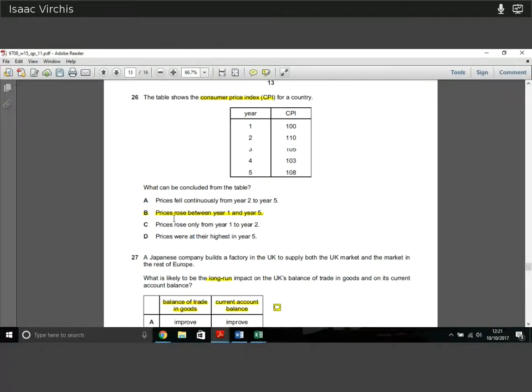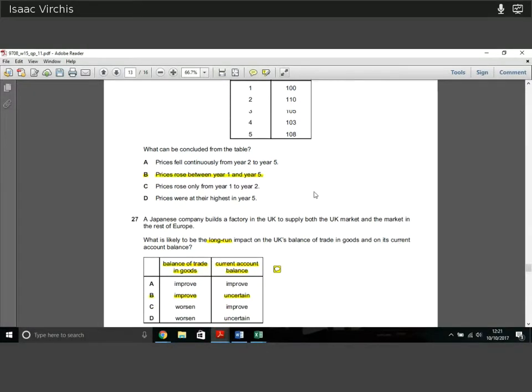And that will just eliminate the others. Prices rose only from year 1 to year 2. Yes, they did rise then. They also rose from year 4 to year 5, so that can't be right. And prices were the highest in year 5. They were 108, which is pretty high, but in year 2 they were 110, so they weren't at the highest in year 5. Therefore, B is the only one we can actually conclude from this table.